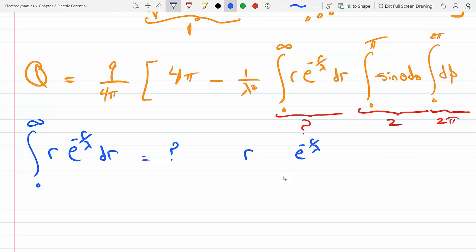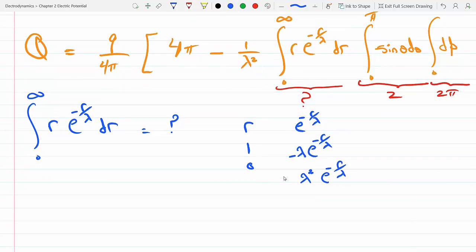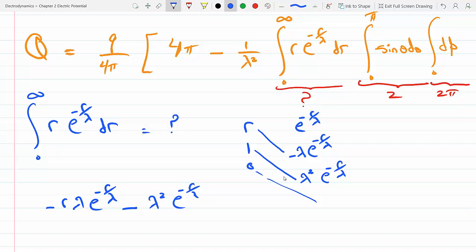e to the minus r over lambda. Derivative of r is 1. Derivative of 1 is 0. Integral of this is itself divided by the chain rule, which is minus 1 over lambda. So I would multiply it by minus lambda, and then if I integrate it one more time, it's the same, except now it multiplies by lambda, so minus lambda, so it becomes lambda squared. Okay, and so this times this minus this times this, and everything else will be 0 because this is 0. So that means the answer to this one is going to be minus r lambda e to the minus r over lambda minus lambda squared e to the minus r over lambda, and we are evaluating this from 0 to infinity.